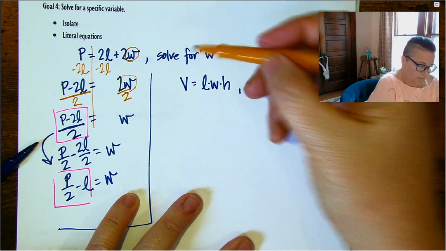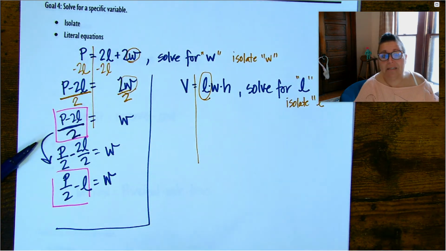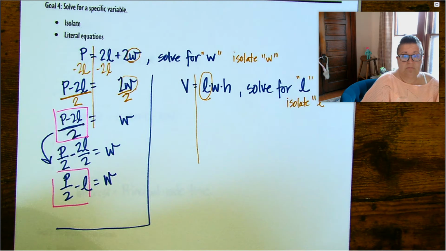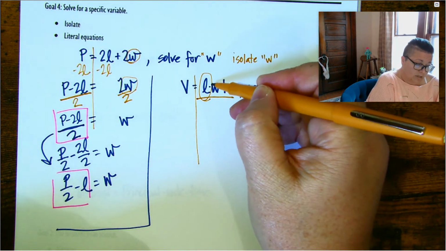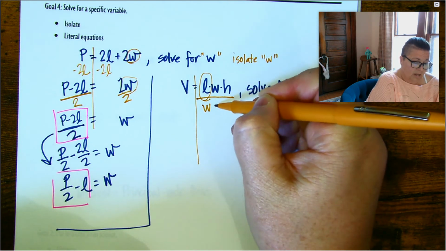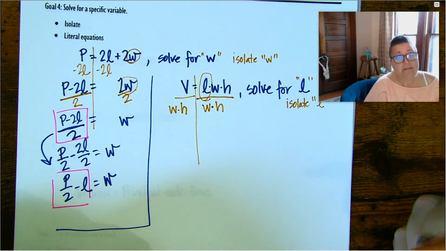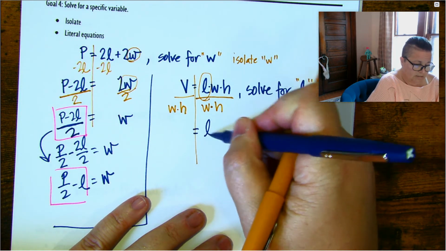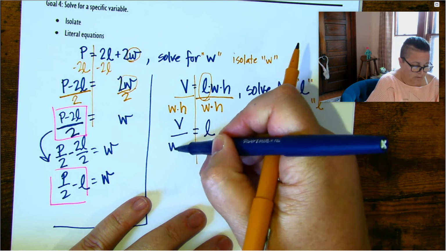So looking at my equation, I'm going to drop my line. I'm going to circle my L. What's happening to the L? L is being multiplied by a W and an H. How do I undo multiplication? I undo multiplication with division. And since order wouldn't matter, I could group that WH together and just divide by both at the same time, which is efficient. And that's going to cancel the W and H on the right side and just leave me with an L. And then on the left side, I will have volume over W times H.